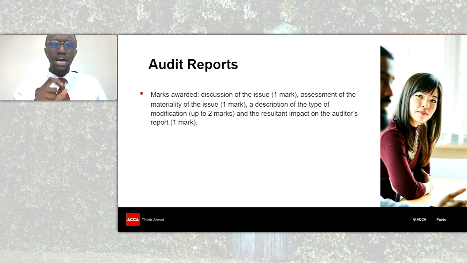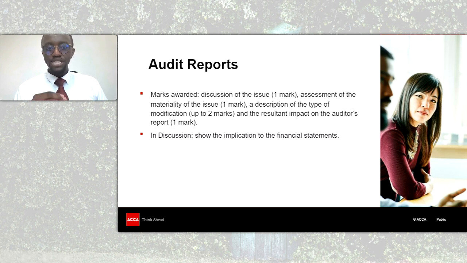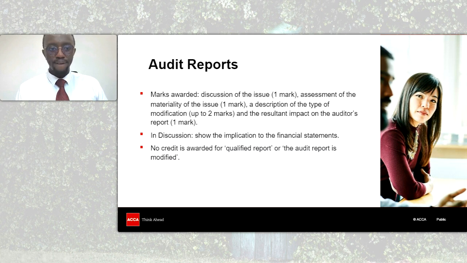Then we have here a description of the type of modification. Is it a qualified except for? Do you have to give a disclaimer of opinion? Do you have to give an adverse opinion? And then what it can affect in your report. Now, in discussion, you show the implication to the financial statements. That's what I was talking about there.